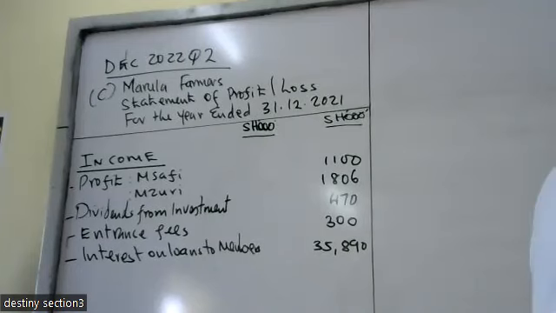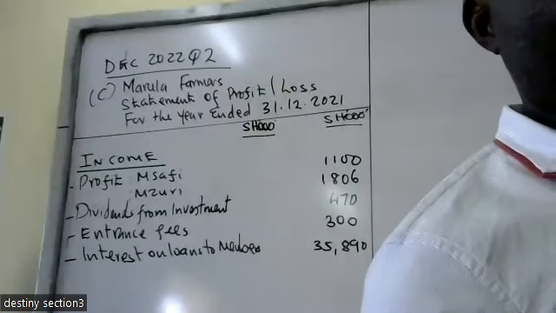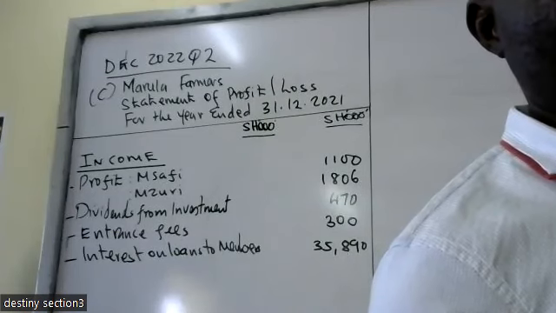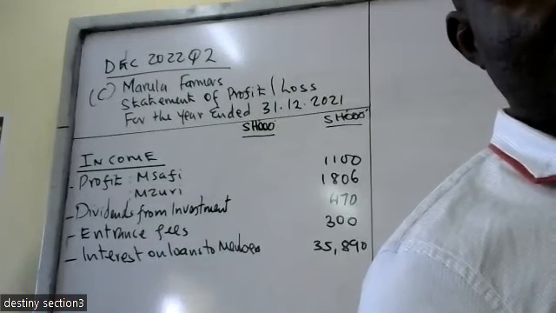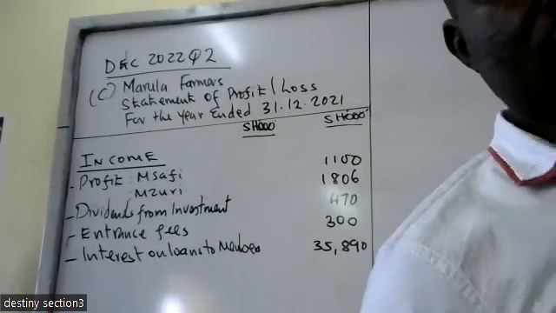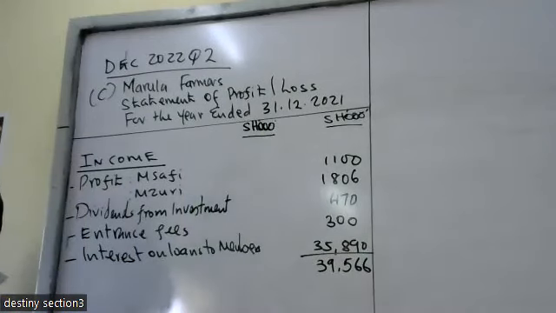So give me the total. If there is nothing, just give me the total amount there. It's 39,566. Then let's go to expenses.